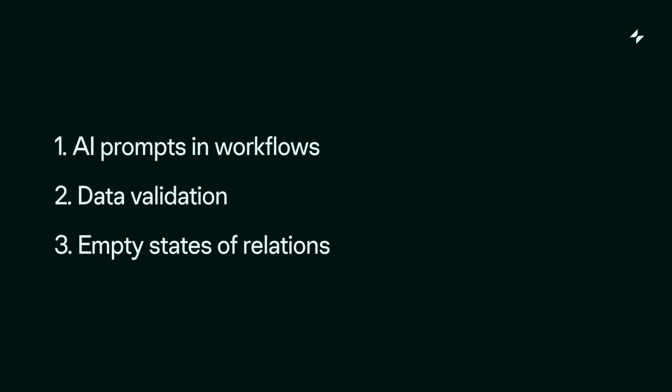For example, if you're building inventory management software, then you might flag delivery times that aren't possible, or specific notes from customers, or if a driver's available or not. Or if you're building a support ticketing system, you might flag agent availability or ticket priority or customer sentiment. And there are many different ways that you can create flags, but some of the main tools at your disposal are AI prompts in workflows, data validation, and empty states of relations. So let's take a look at each of these.